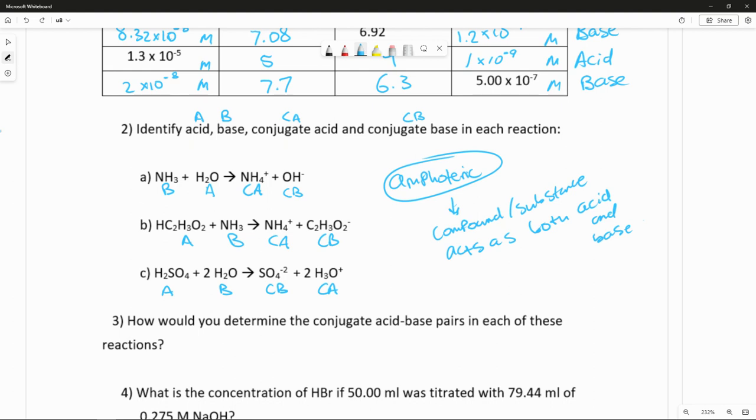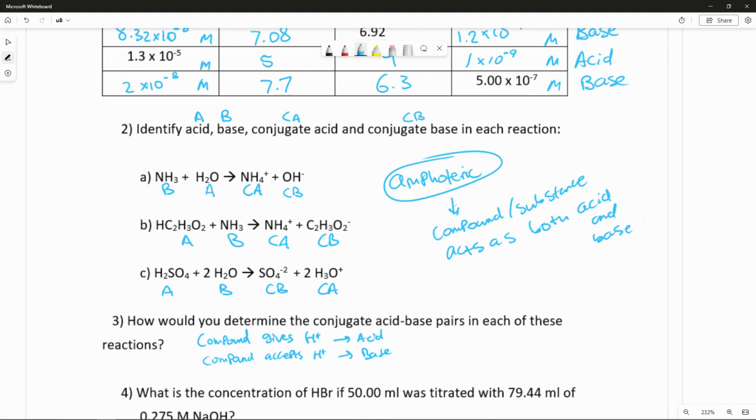Number 3 asks you, how would you determine the conjugate acid-base pairs in each of these reactions? We discussed this a little bit. If some compound gives away a hydrogen, then that is an acid. If a compound accepts H plus, it's a base.